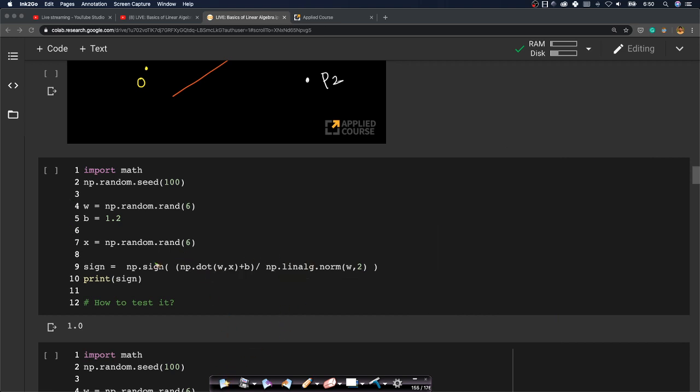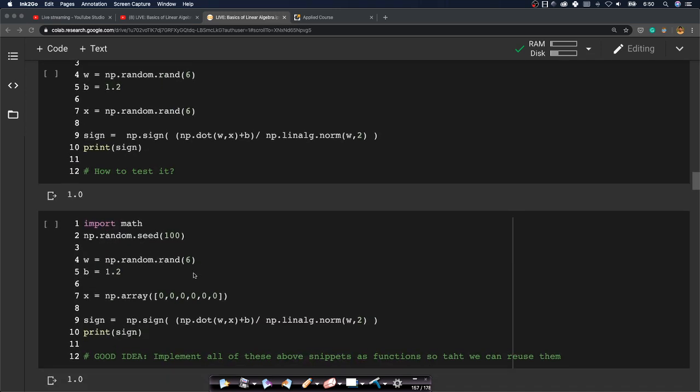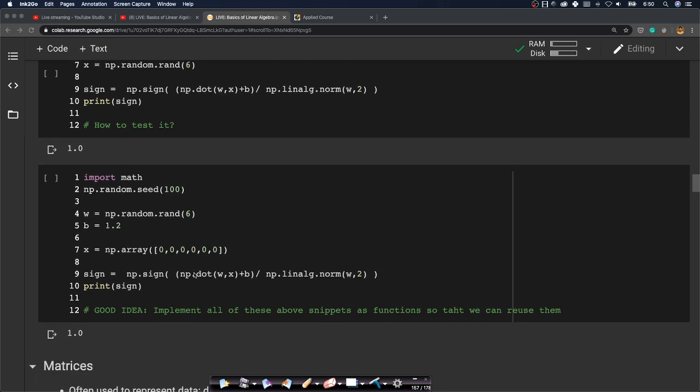By doing this, and again, I'm using the Numpy sign function, which will give me whether it is positive or negative. I've just taken some random hyperplane and a random point, and it says that this is on the positive side. How do you test this now? Whenever you write anything like this, it's important that you test it. There is a very simple way to test it.